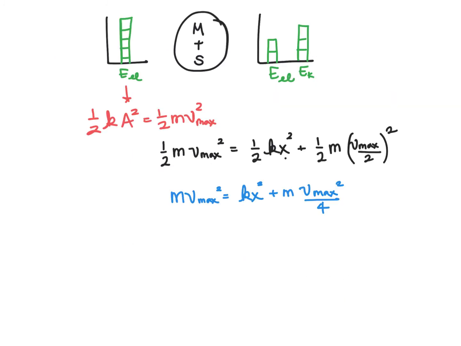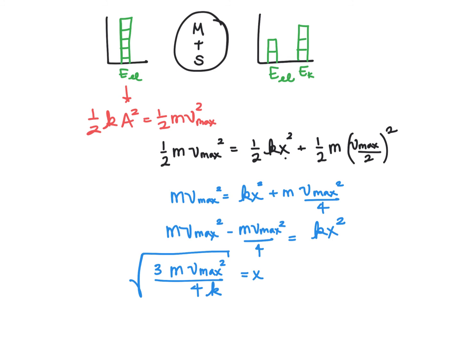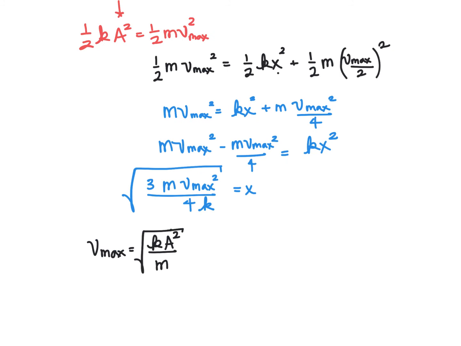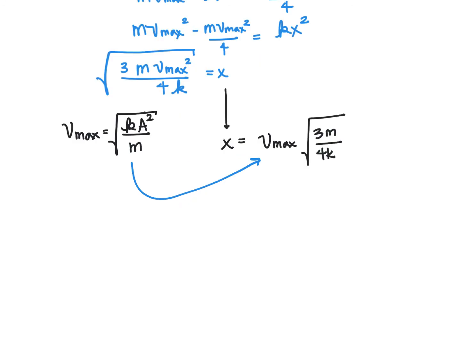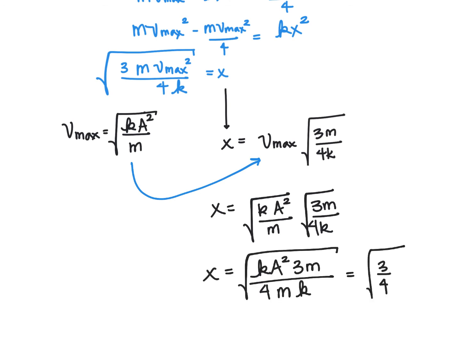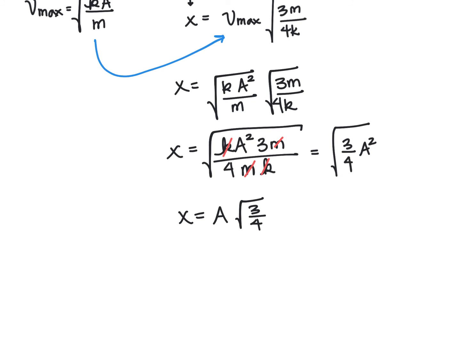So multiply by 2 on both sides, and then square out the v max over 2. We can solve for x, which would then give us the square root of 3 m v max squared over 4k. From earlier, we have that v max is the square root of k A squared over m. I can pull the v max squared out of the square root, then substitute in our v max expression from earlier. Simplifying, we'll have 3/4 A squared under our square root, because the k and k cancel, and the m canceled. So we get that the position would be the square root of 3/4 times the amplitude. This is where our object is when the velocity is half of the maximum.